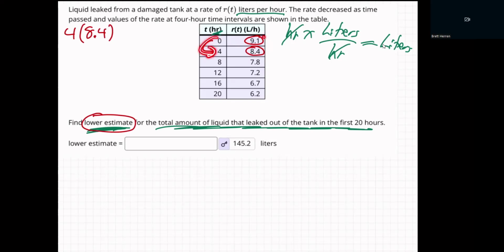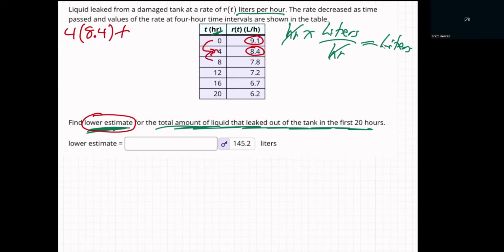We know it started at a rate of 9.1, and by the end, it had gone down to a rate of 8.4. So for a lower estimate, you take the lower of those two numbers, 8.4. So let's just pretend it leaked out at a rate of 8.4 liters per hour for that whole 4 hours. That'd be 4 hours times 8.4 liters each hour, which will give you the total liters that leaked out during those 4 hours, at least an underestimate of that.